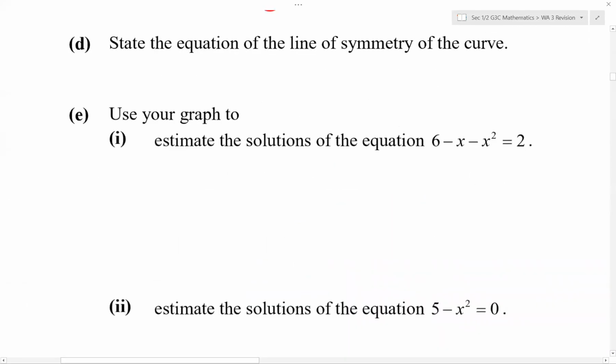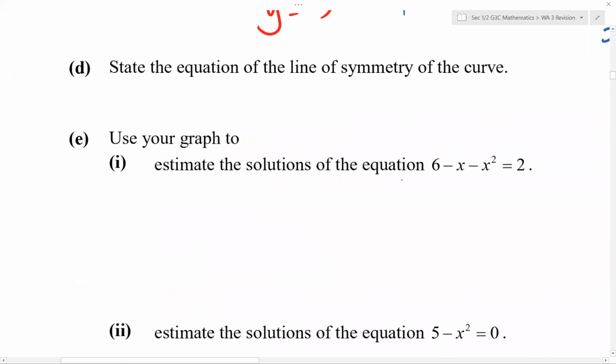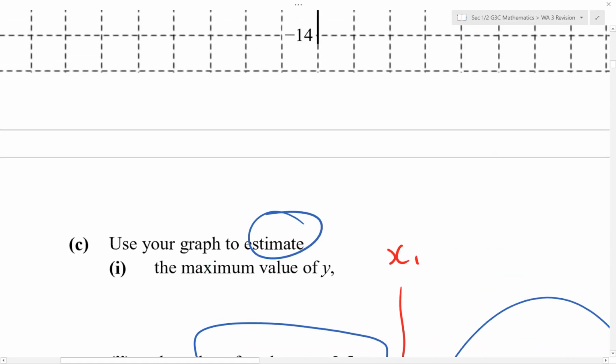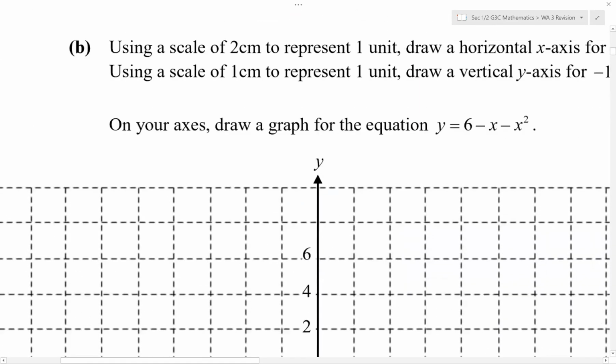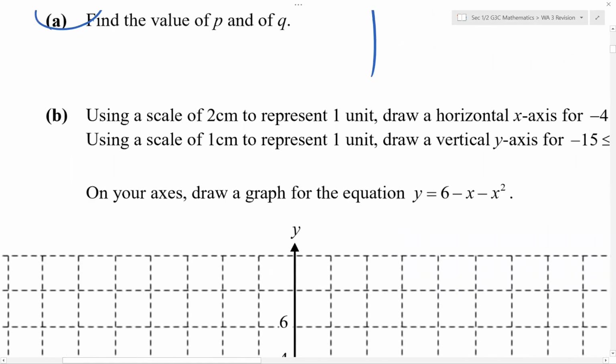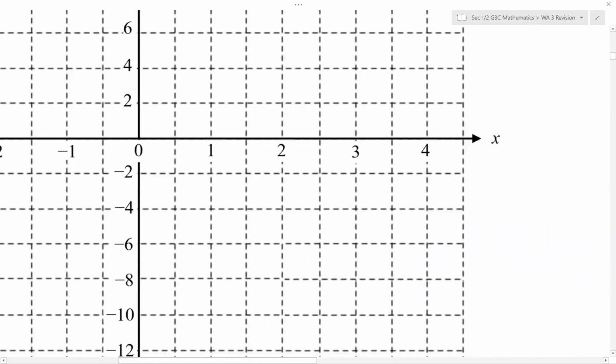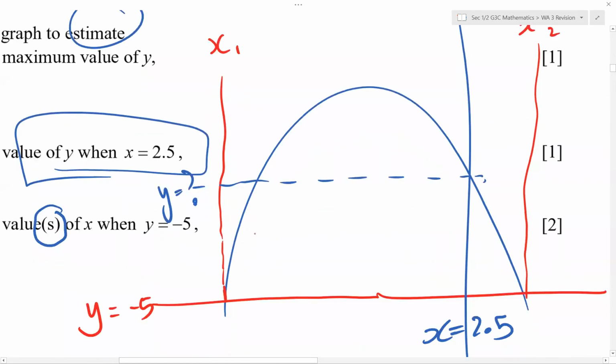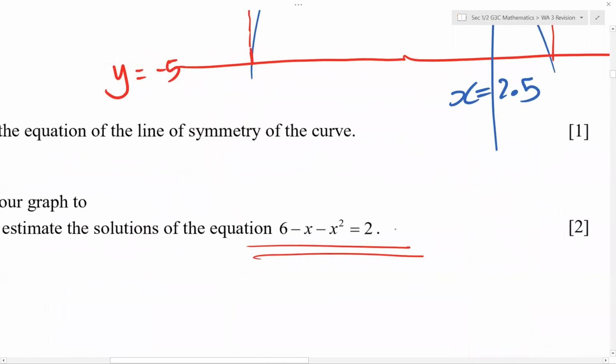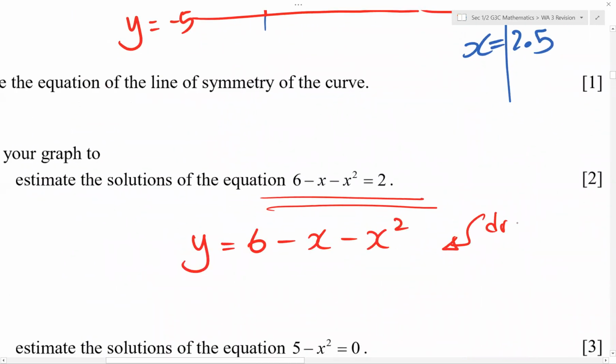Okay, so for E part 1, estimate the solution. Okay, this is what we are interested in. What is the equation of the graph? y equals 6 minus x squared. This is drawn already.